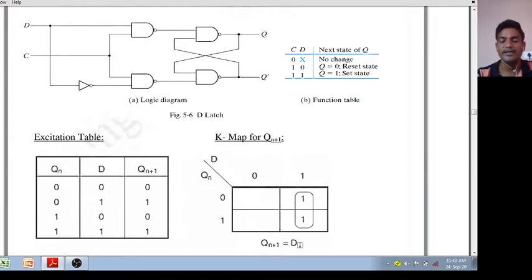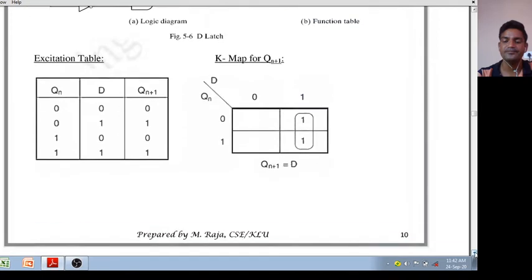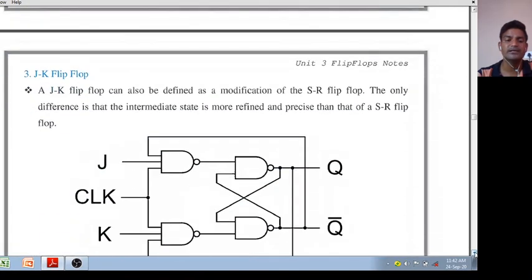Okay, means this is used in delay circuit. We are getting output after some time. This is your D flip-flop characteristics equation. Next we will see JK flip-flop.